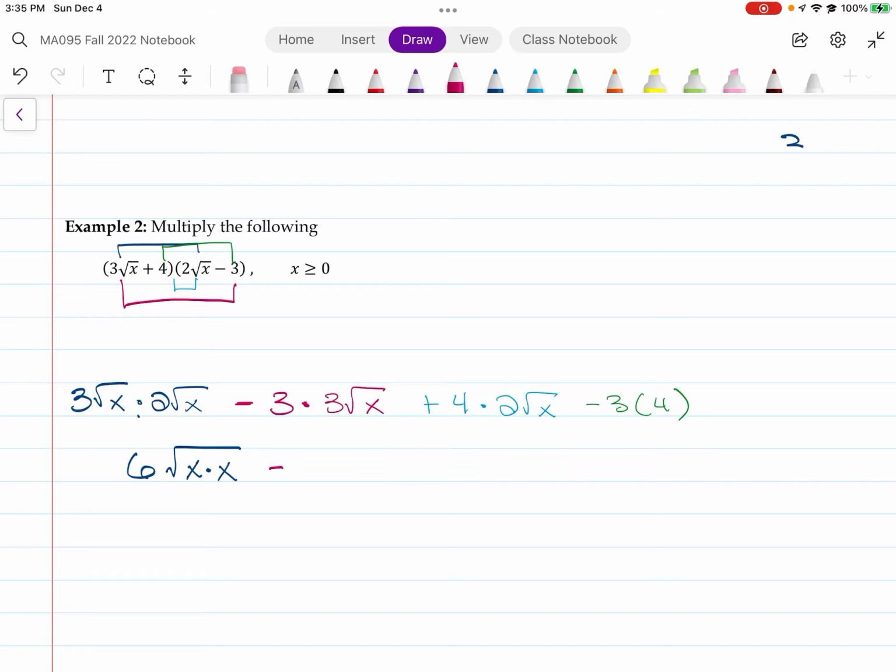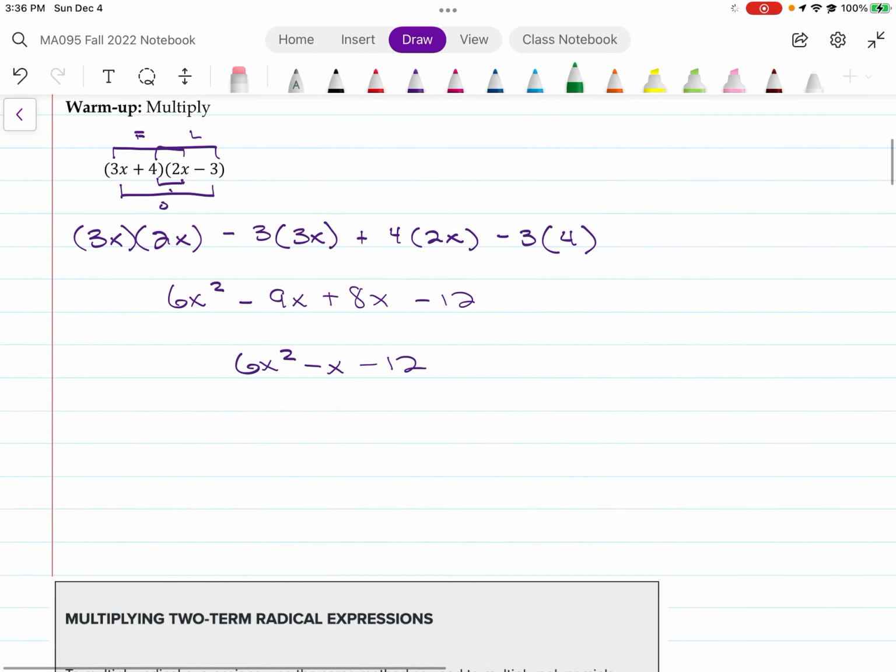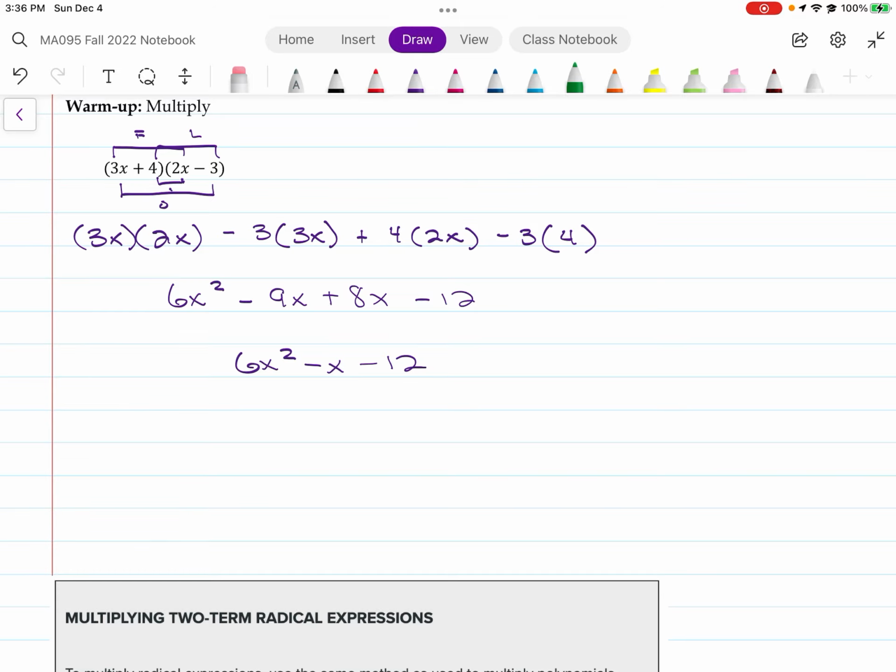All right, minus 3 times 3 is 9 square root of x, plus 8 square root of x, minus 12. All right, so we end up with 6x minus 9 square root of x plus 8 square root of x, which is minus square root of x. And then we've got our minus 12. Now I want you to compare and contrast this to our warm-up up here that we did. Very, very similar. We just had to deal with square roots.